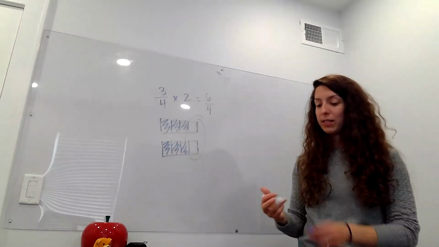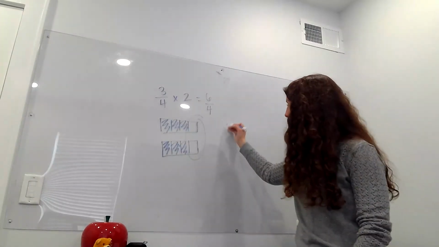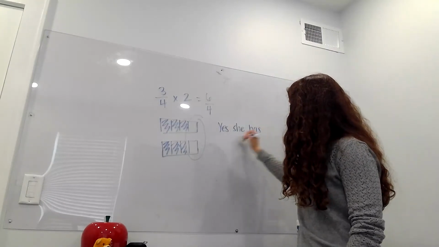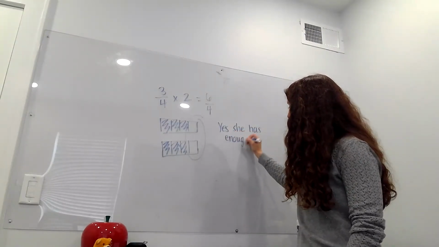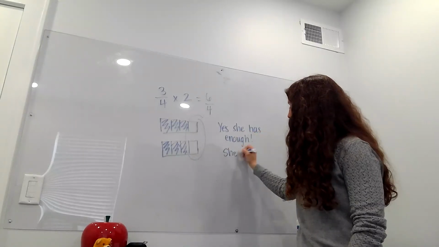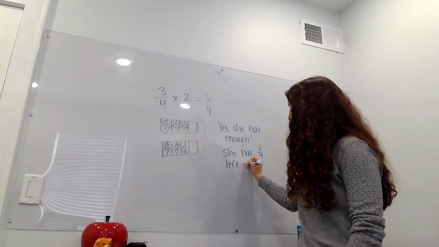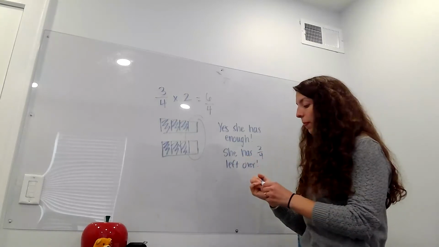Another way you could visualize that, in case that's kind of tricky. So like, yes, she has enough. She has 2/4 left over.